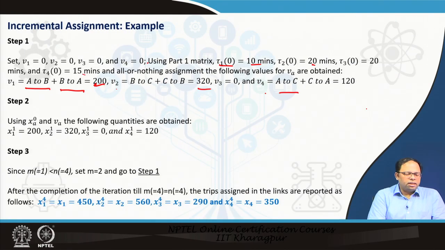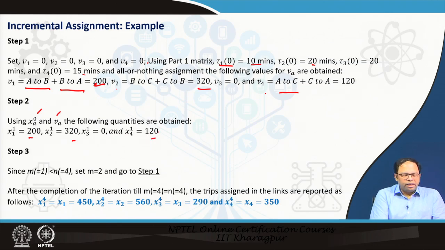So once we have done that, the next thing is to update the travel time and also update the volumes. Using XA0 and VA, the following quantities are obtained. We add the new volume that we estimated to the previous value of the load. So it remains as 200, 320, and then again 0 and 120. So these are the link volumes.